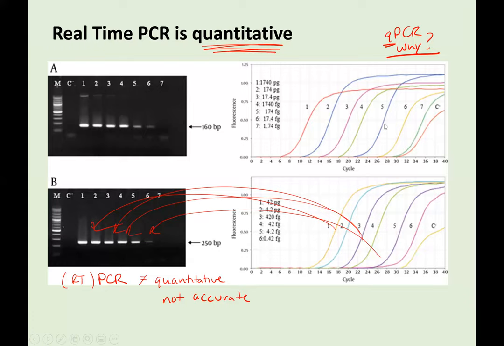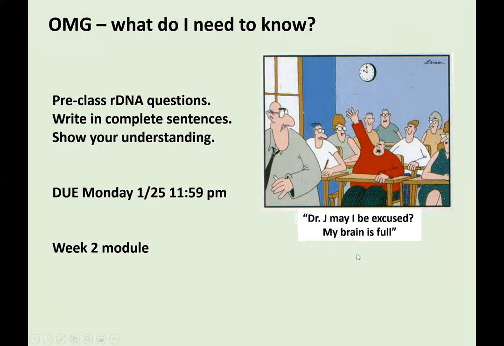Okay, I'm feeling the same way. So what do you need to know? Hopefully you've taken some notes. What I want you to do next is go to the pre-class recombinant DNA questions, write your answers in complete sentences, show your understanding. This is due Monday, January 25th at basically midnight in the week 2 module. And then what we will do on Wednesday in class is we will get together and we will work some recombinant DNA problems together. You will have a chance to ask questions about this material. I will give you feedback on your answers as a group, and then you will do some post-class questions to show me you really understand about recombinant DNA.